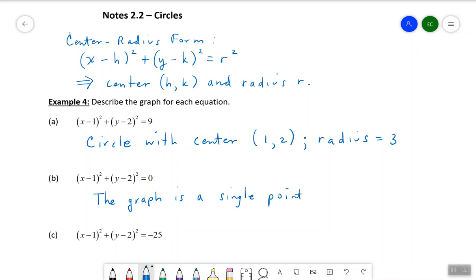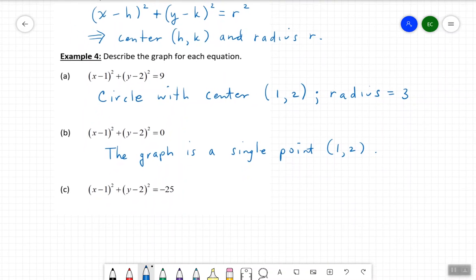And where is that single point? At the so-called center at (1, 2). And you can verify that (1, 2) does satisfy the equation. If you plug in 1 for x, you get 0 squared plus, and then plug in 2 for y, and you get another 0 squared. So all that equals 0. So that sounds reasonable.